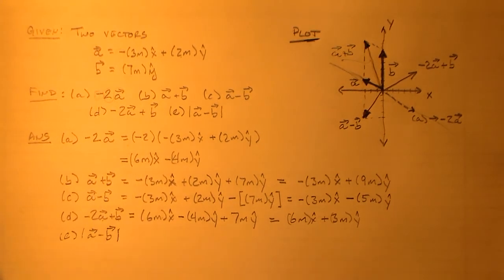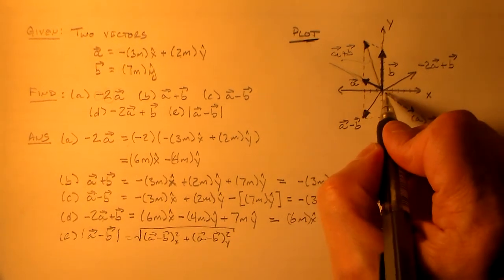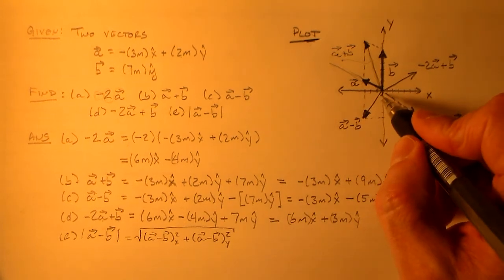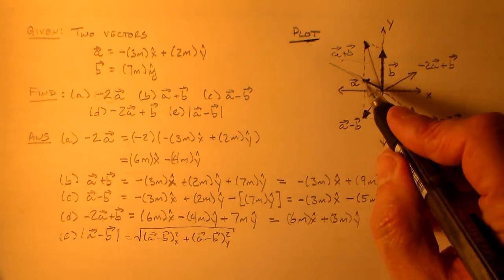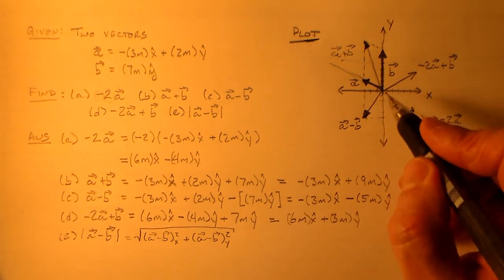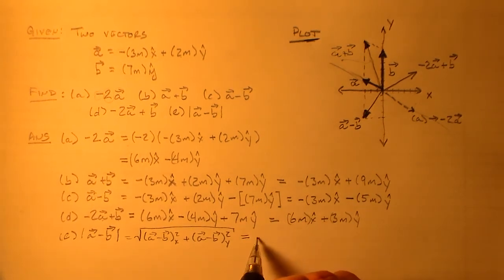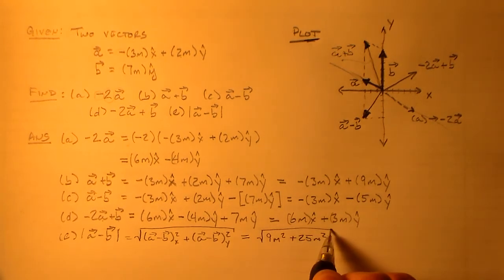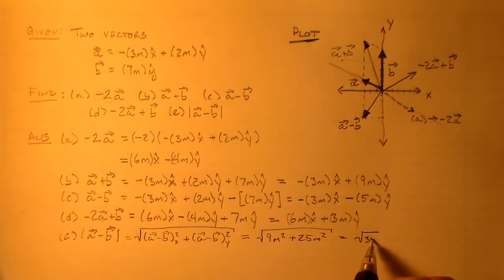So now we take the magnitude of a minus b. That's equal to the square root of the x component of a minus b squared plus the y component of a minus b squared. And that's really just the Pythagorean theorem, right? You've got x and you've got y, and then we find the hypotenuse, one of life's scariest things. So we have 9 meters squared, or, again, minus 3 meters times minus 3 meters is 9 meters squared. And then we've got 25 meters squared over here, which is equal to the square root of 34 meters.